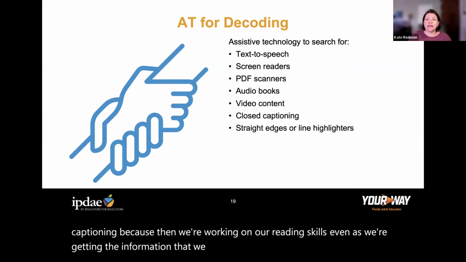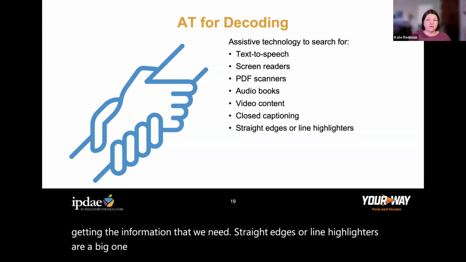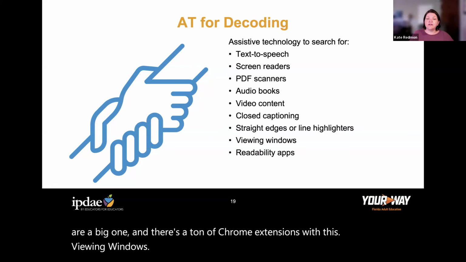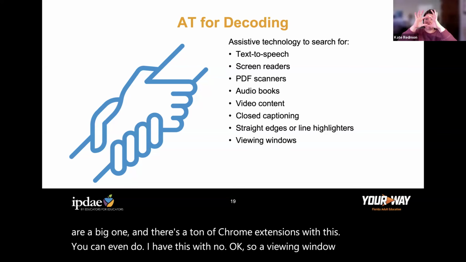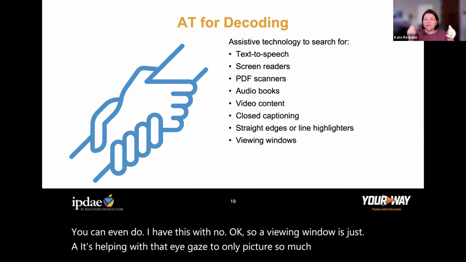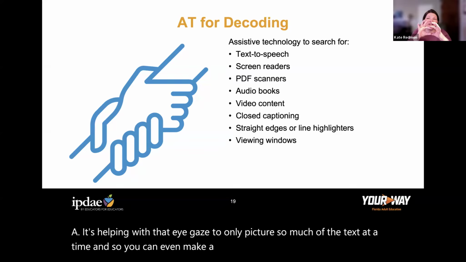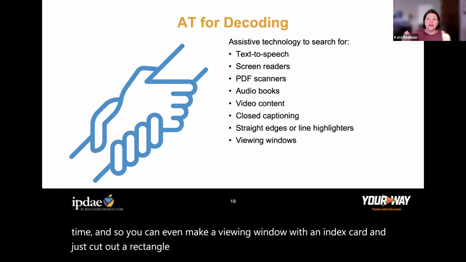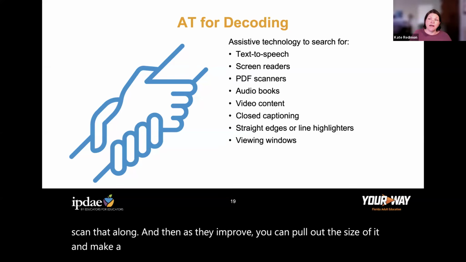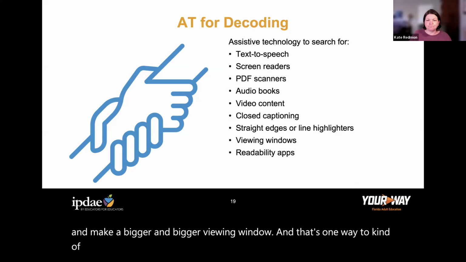Straight edges or line highlighters are a big one, and there's a ton of Chrome extensions with this. Viewing windows. A viewing window is just helping with that eye gaze, to only picture so much of the text at a time. You can even make a viewing window with an index card and just cut out a rectangle in the middle of it, and a student can scan that along. And then as they improve, you can make a bigger and bigger viewing window. That's one way to work students up to where they need to be.